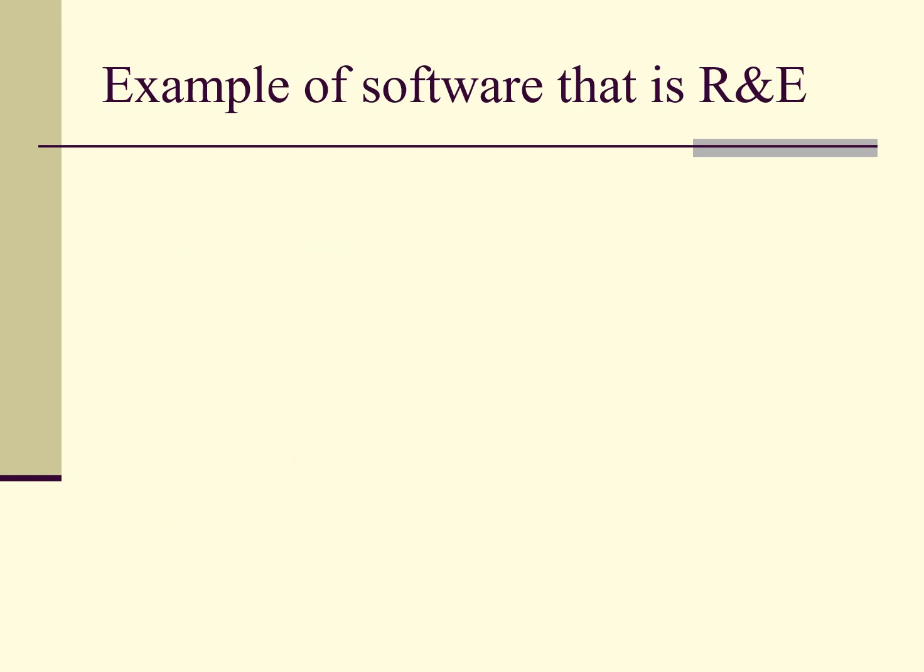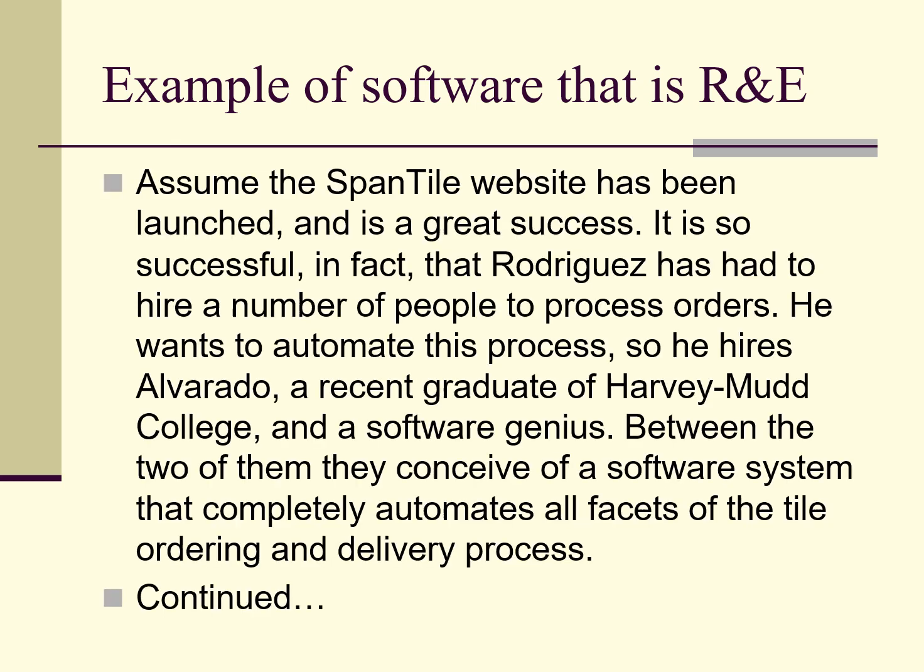Here's an example of software costs that meet the definition of R&E costs. Assume the Span Tile website has been launched and is a great success. It is so successful, in fact, that Rodriguez has had to hire a number of people to process orders. He wants to automate this process, so he hires Alvarado, a recent graduate of Harvey Mudd College and a software genius. Between the two of them, they conceive of a software system that will completely automate all facets of the tile ordering and delivery process.